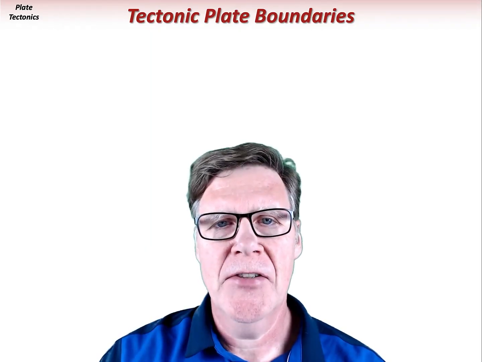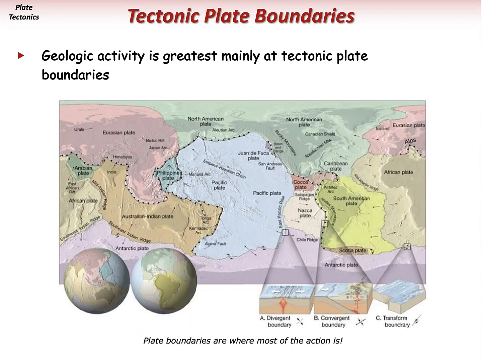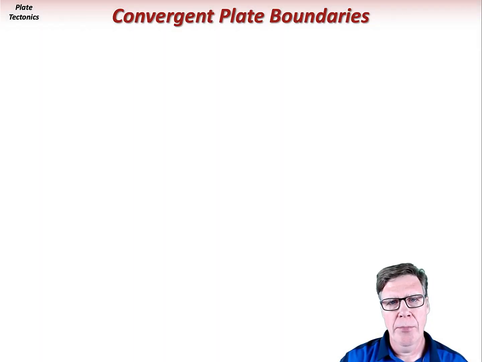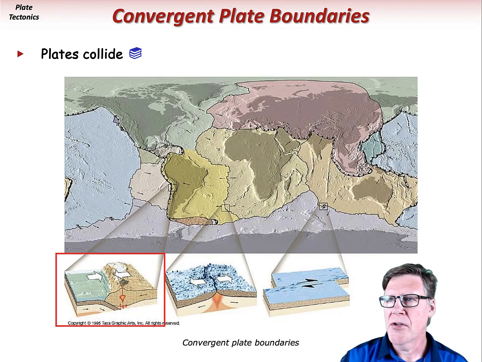Geologic activity is greatest mainly at plate tectonic boundaries. Let me briefly describe each of the major kinds of plate boundary. Convergent plate boundaries are where plates collide and involve compressional tectonic stresses. There are three basic types of convergent boundary, each defined by the type of tectonic plate involved. And they include Oceanic-Oceanic convergent, Oceanic-Continental convergent, and Continental-Continental convergent. Let's look at each one of these in more detail.